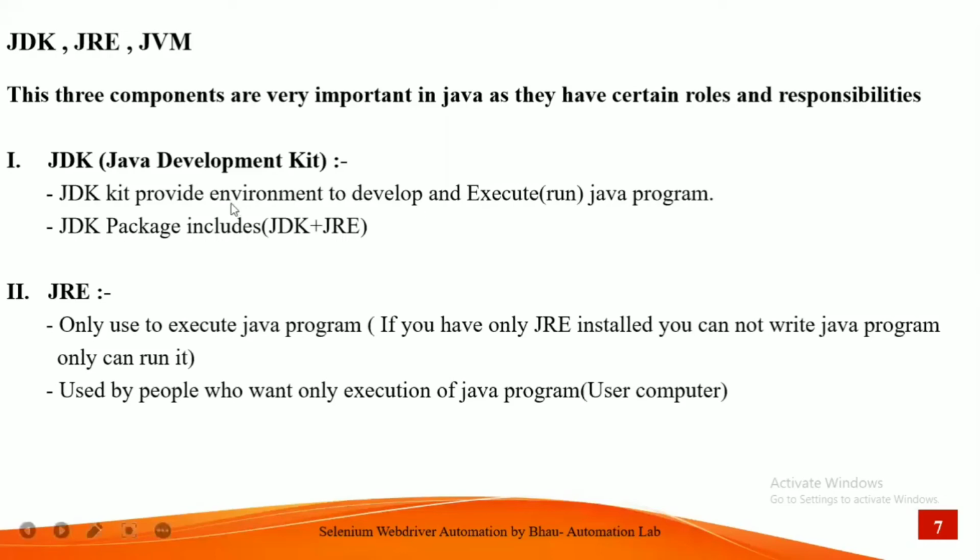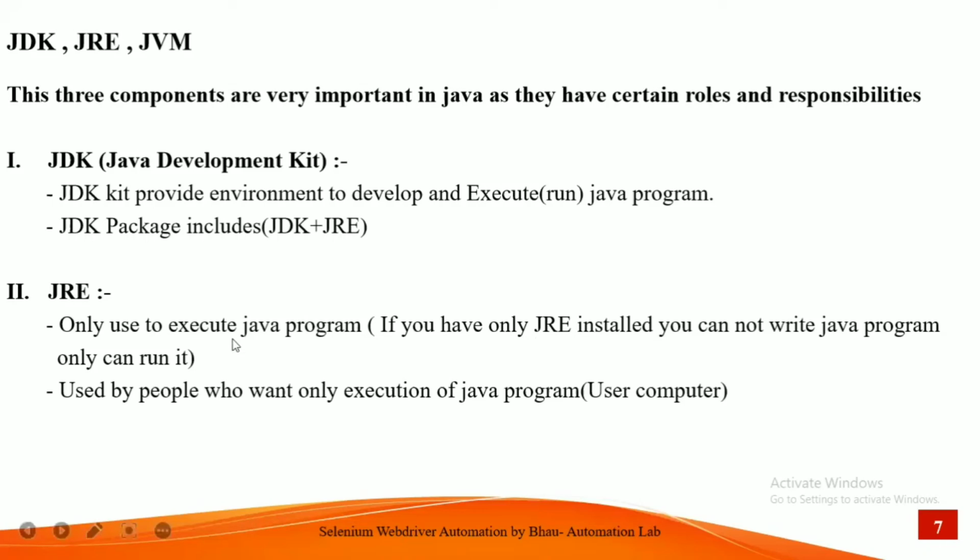The JDK package includes JDK and JRE. What does this mean? If you take the JDK, by default the JRE is inbuilt in the JDK. JRE stands for Java Runtime Environment, and JRE is used only to execute Java programs. If you have only JRE installed on your machine, then you cannot write Java programs. You can only run them.